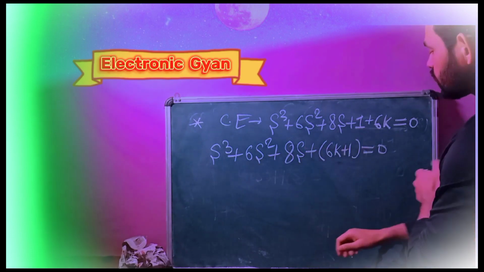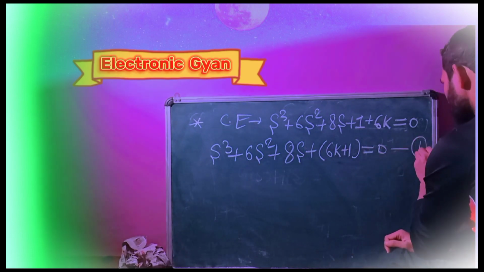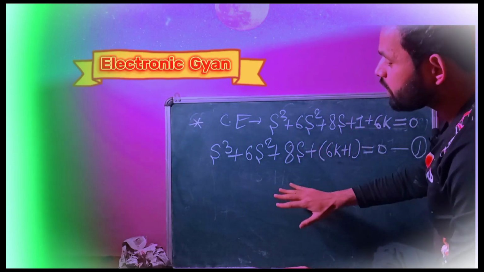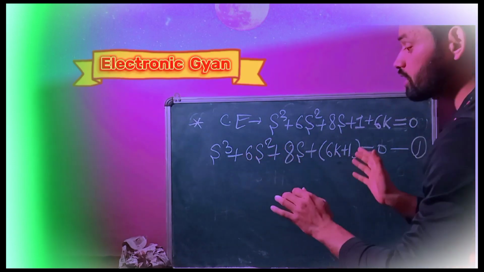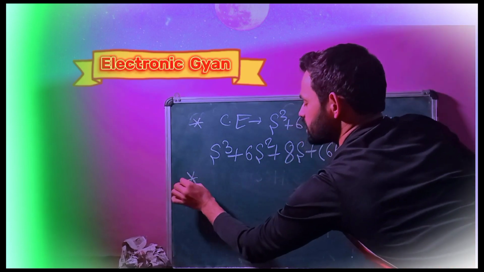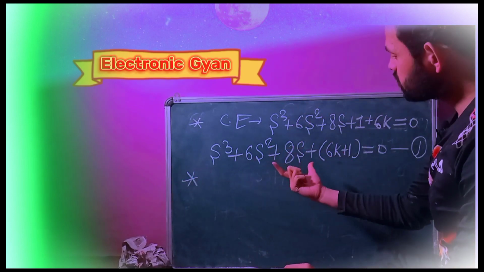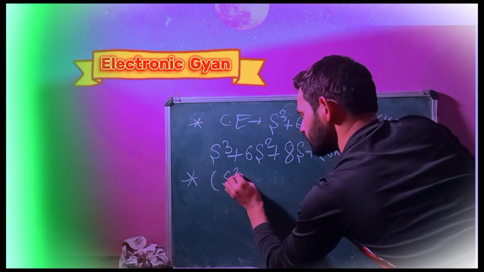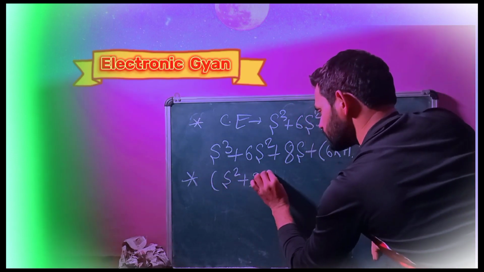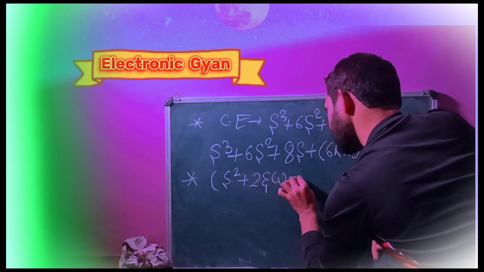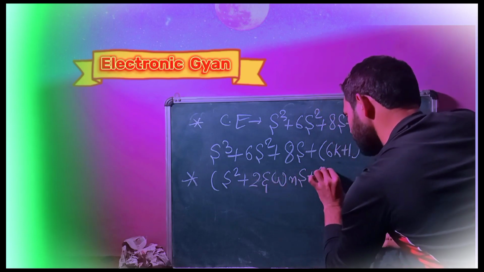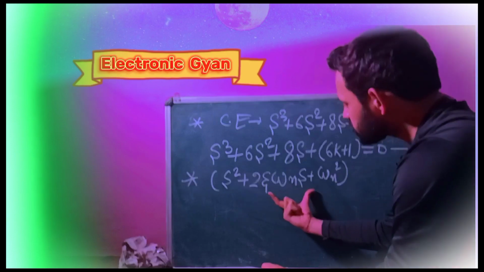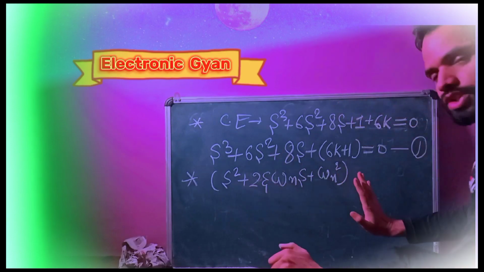So let us assume, this is my equation 1. Now we are going to assume the second order dominant pole, for which the standard second order characteristic equation that we know very well is s square plus 2 zeta omega n s plus omega n square. Yes, this is the characteristic equation of the standard second order system.